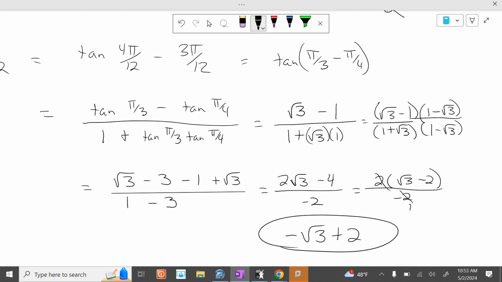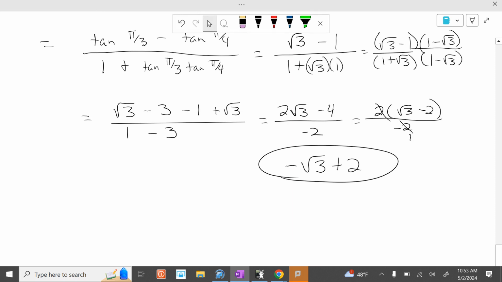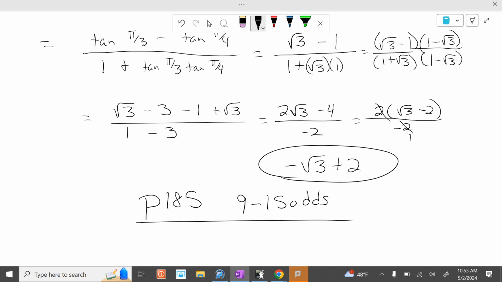Normally, I assign 9 through 16 all for this section, but because I'm a nice guy, I'm going to cut that in half. So on page 185, we'll go 9 through 15, the odds, just 4 problems there. Okay, so there you go, 4 problems. You got 15 minutes or less to work on them, so get to work.